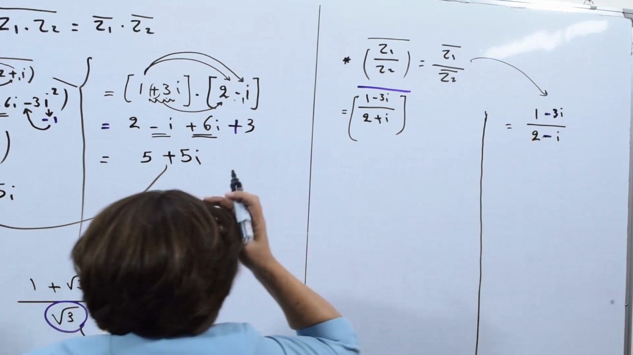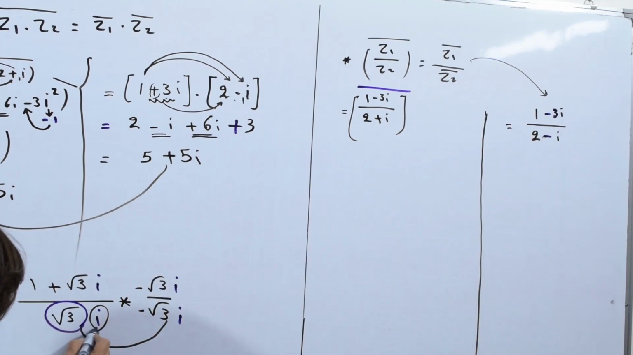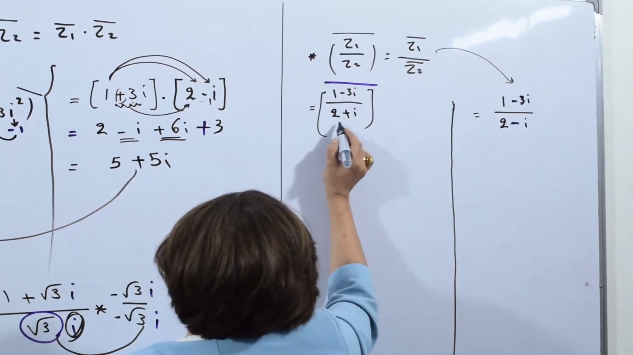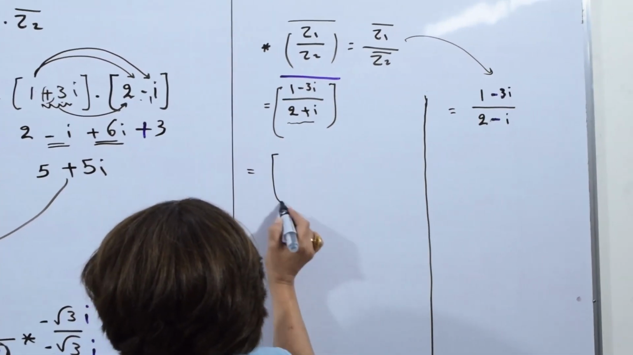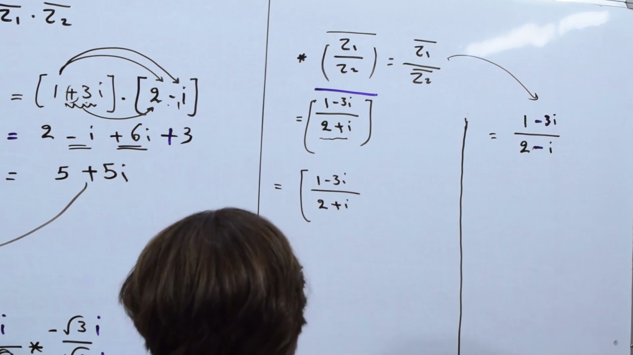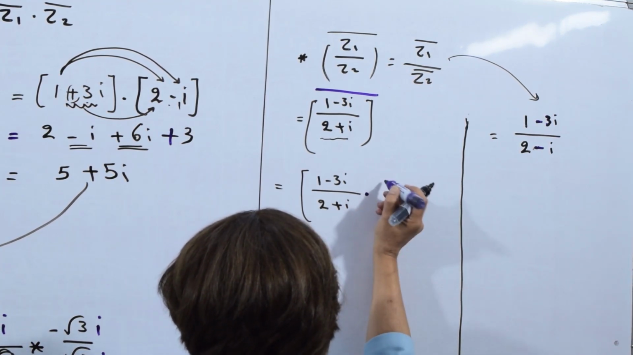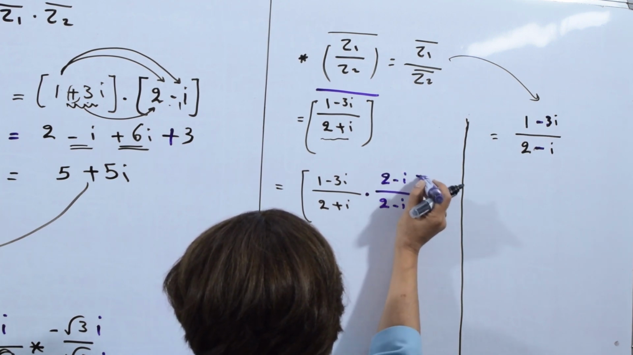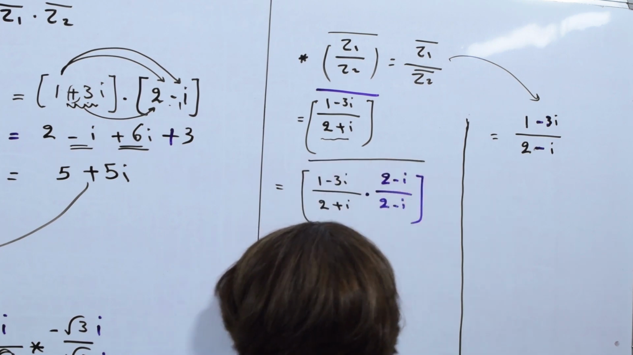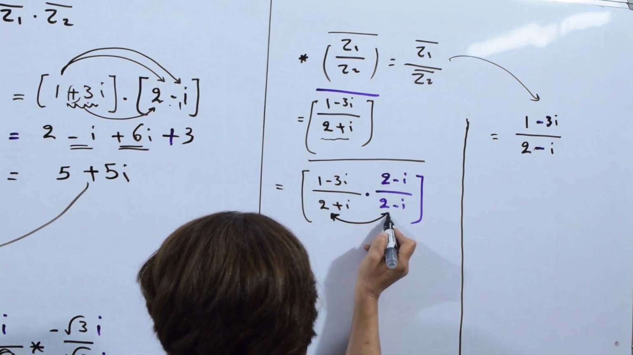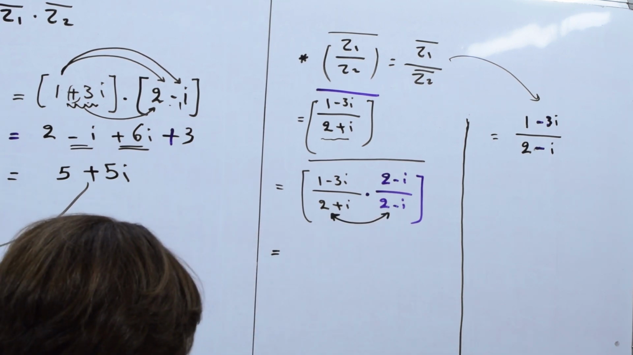Here we see i in the denominator, meaning an imaginary unit, so we multiply by its conjugate. Give me the conjugate for this number: it's 1 minus 3i over 2 plus i times the conjugate of the denominator, 2 minus i over 2 minus i, all of them under conjugate. That means this gives me two conjugate numbers.